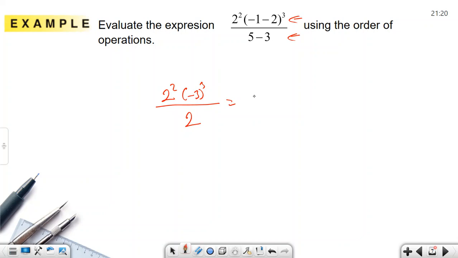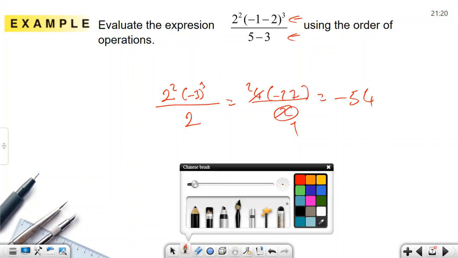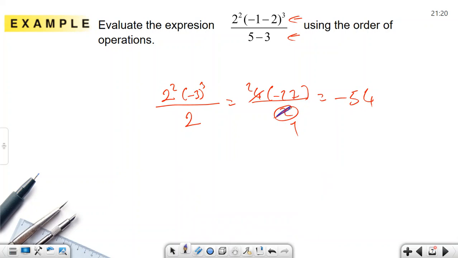Let's continue. 2 square is 4. Negative 3 cube is minus 27 over 2. And I can simplify here, if you know basic mathematics: 4 divided by 2 is 2, then this is going to be 1. It's equal to 2 times negative 27, negative 54. Order of operation, you can do it step by step, but you can simplify it here. It will make the question so much easier. Let's change the color, but it looks like X. We simplify that one by that one.